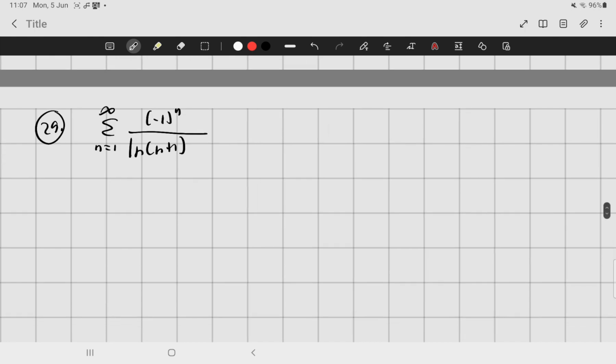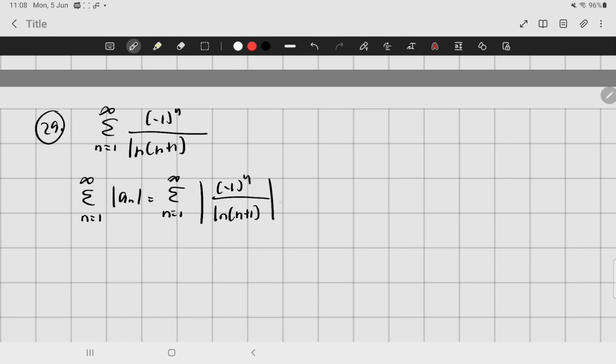Okay, so, alternating series. Let us try and see. Let us put the absolute value and see whether it converges or diverges. So by putting, oops, sometimes my sigma notation is not very pretty, but it works. By placing this absolute value, it will be the sum from n equals 1 to infinity of 1 over ln(n plus 1).